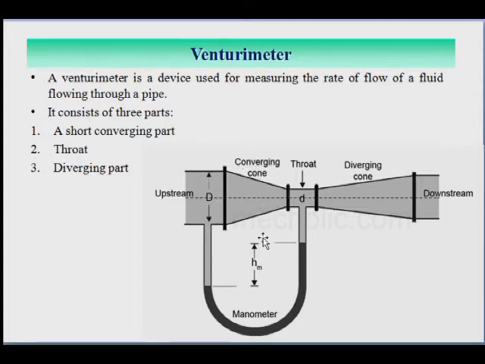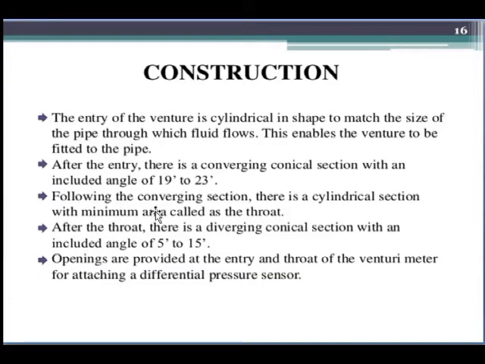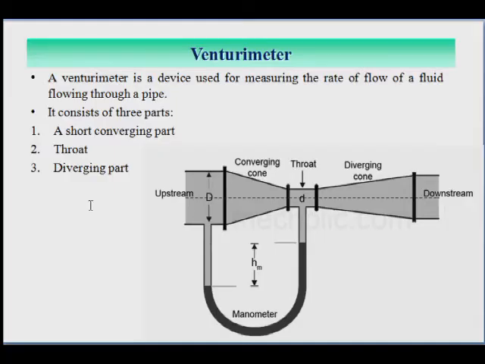After this converging cone, the throat is there. Again a cylindrical portion is there. Following the converging section, there is a cylindrical section with the minimum area. Here the cross-sectional area is minimum, or less. This cylindrical portion is called the throat.